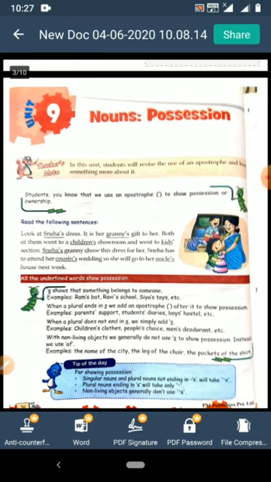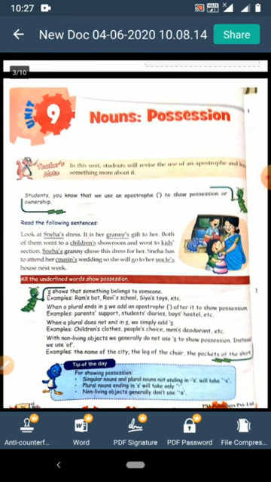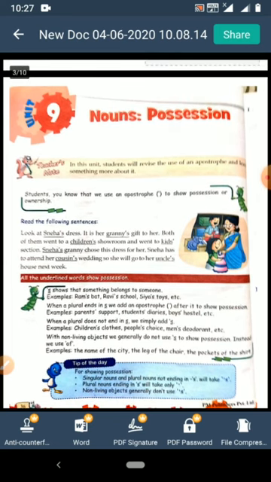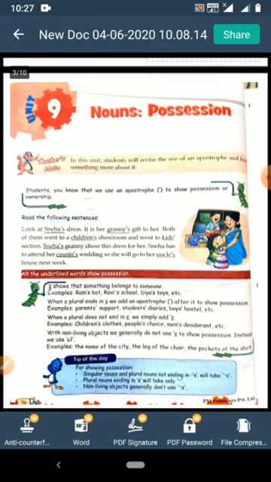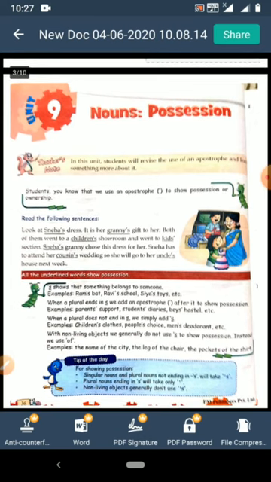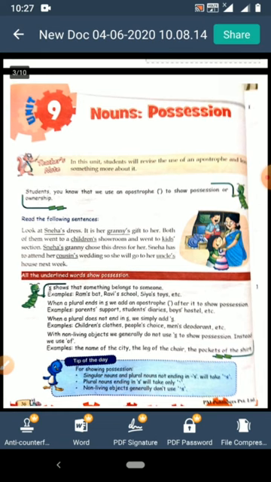Here, look at the difference. In the word kids, the apostrophe is coming after S. Sneha's granny chose this dress for her. Now, who chose the dress for her? Sneha's granny. The word Sneha has got again an apostrophe and S.